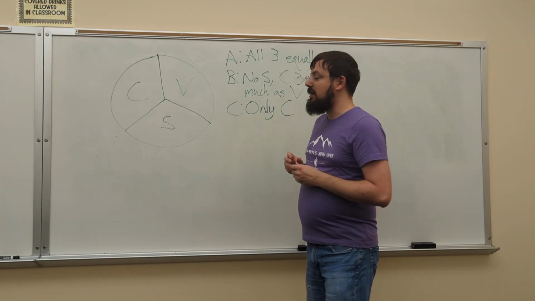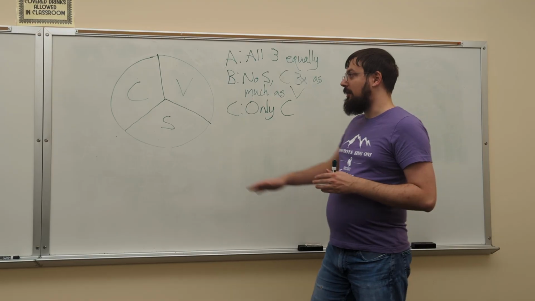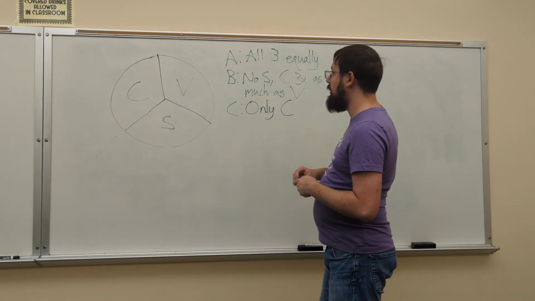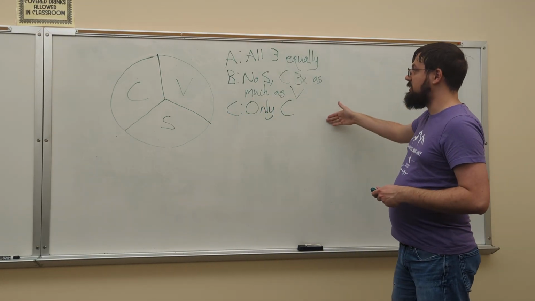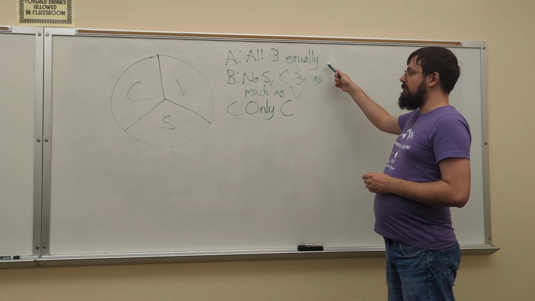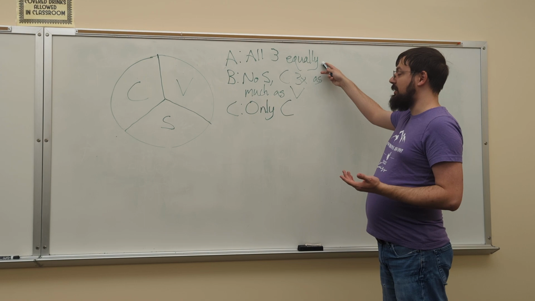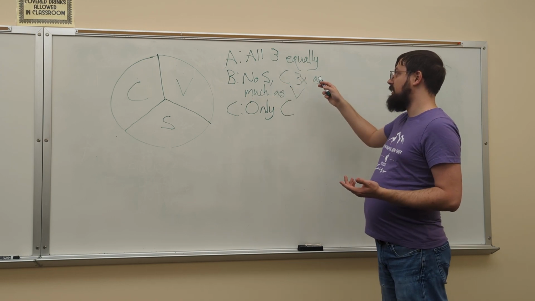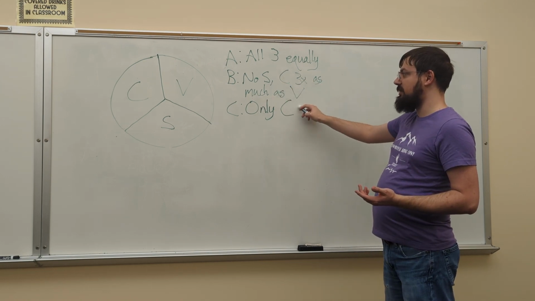We're going to revisit the same example from the last video where we have our cake in 3 parts, chocolate, vanilla, strawberry, and these are our 3 players, A, B, and C. Same as before, A likes all 3 equally, B doesn't like strawberry, it likes chocolate 3 times as much as vanilla, C only likes chocolate.